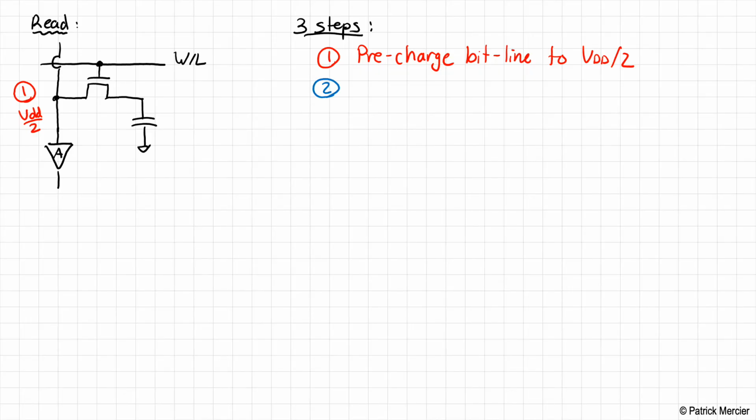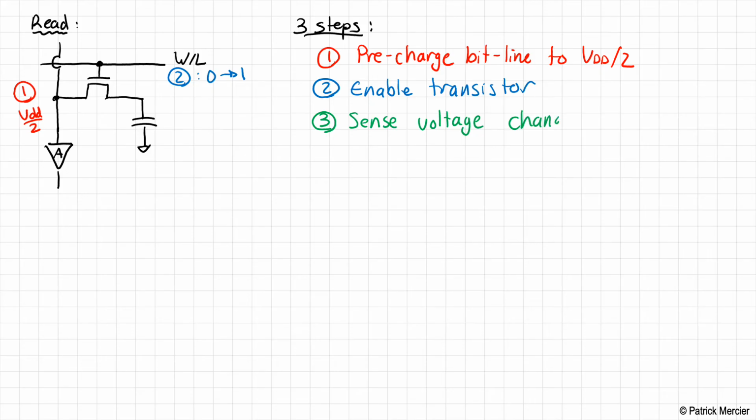Step 2 is we enable the transistor. There's only one transistor here, so that hopefully should be fairly straightforward. So step 2 is we convert the word line from 0 to 1. And step 3 is we sense the voltage change on the bit line.